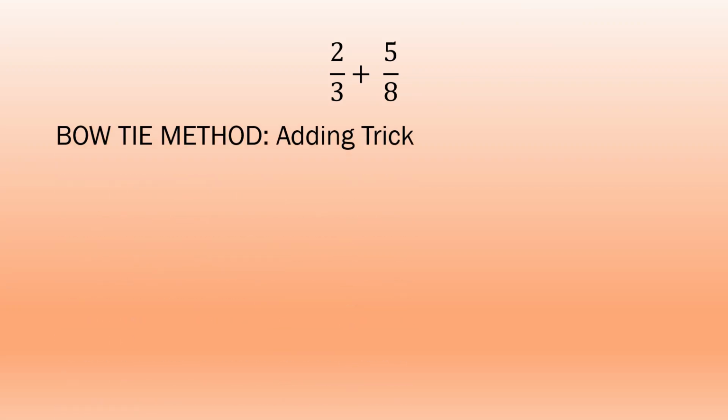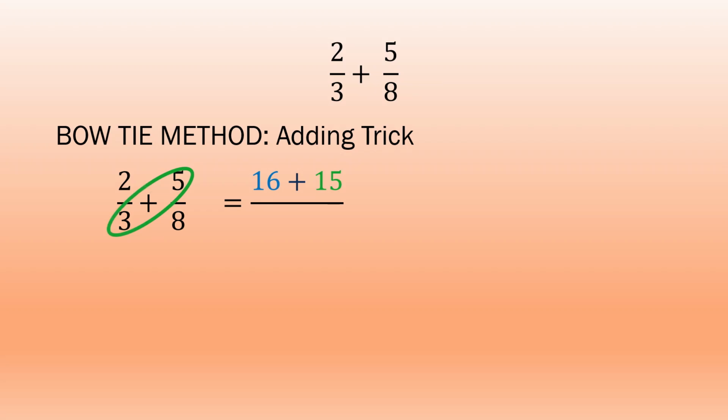It's kind of like a trick. I call it the bow tie method. It almost looks like you're trying to tie a bow tie. Same fraction, 2 over 3 plus 5 over 8. But the first thing I'm going to do this time, I am going to multiply the diagonals. So 2 times 8 gives me 16. I'm going to write that in the very top of my fraction. I'm adding, so we're going to put a plus sign between these, and then I'm going to multiply the other diagonal. 3 times 5 is 15. So my numerator is 16 plus 15.